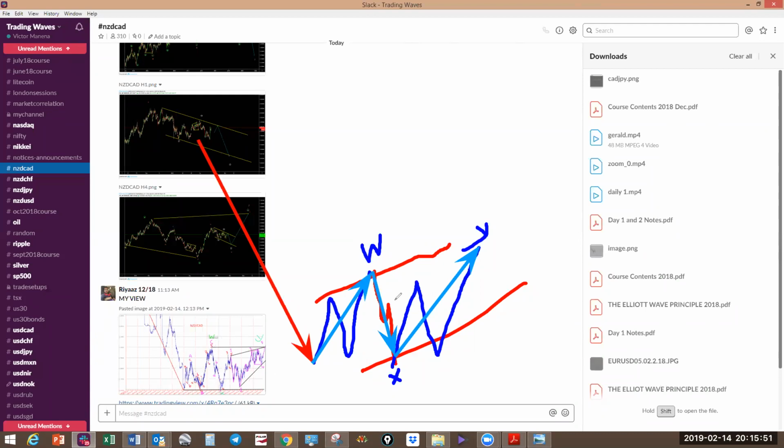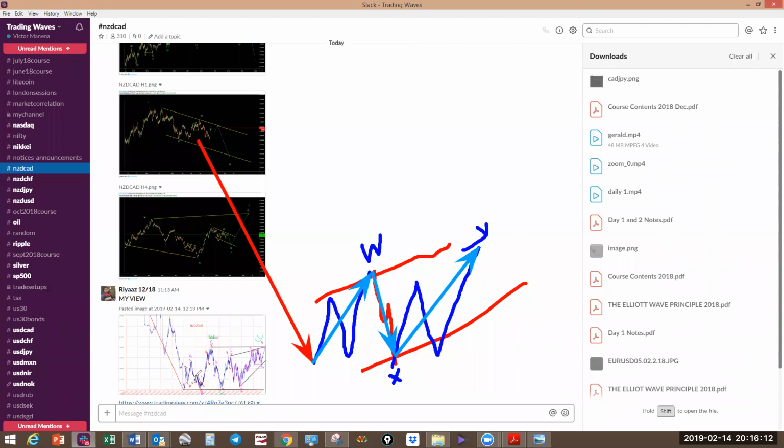Right. So now you also have this corrective structure here. You've got a W, you're looking at that as an X as well. So you are anticipating that whatever is starting here could be a diagonal. Well, it is possible that it can be a diagonal. Okay, so let's have a look.